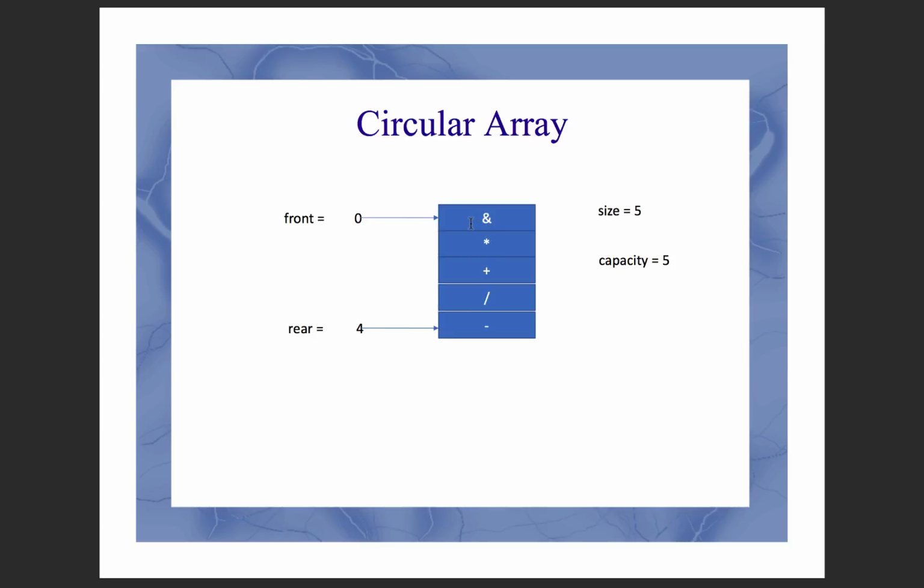Now if you want to delete this ampersand sign, you need to shift all these elements to the front. That means the star would be over here, the plus over here, the divide sign over here, and the minus sign over here, because you cannot keep this cell empty. So you need big O of n complexity when you delete something. Now if this is your front and you want to insert something, then you have to shift everything down to make room over there. So this is the problem: you need big O of n complexity to do that.